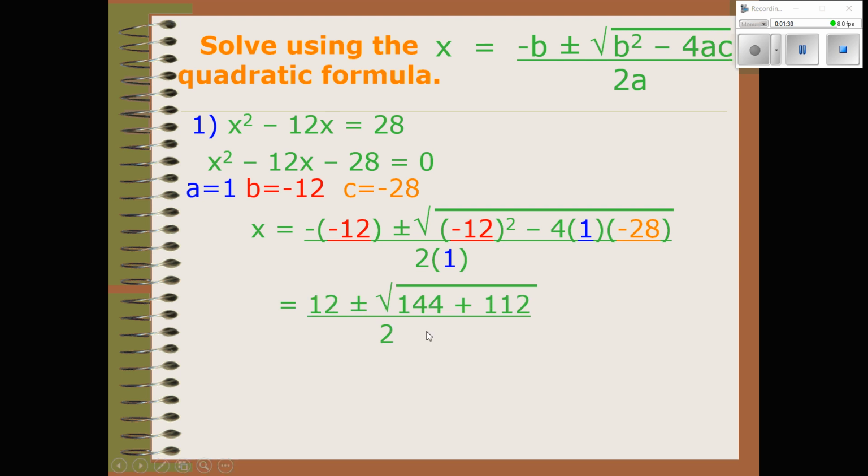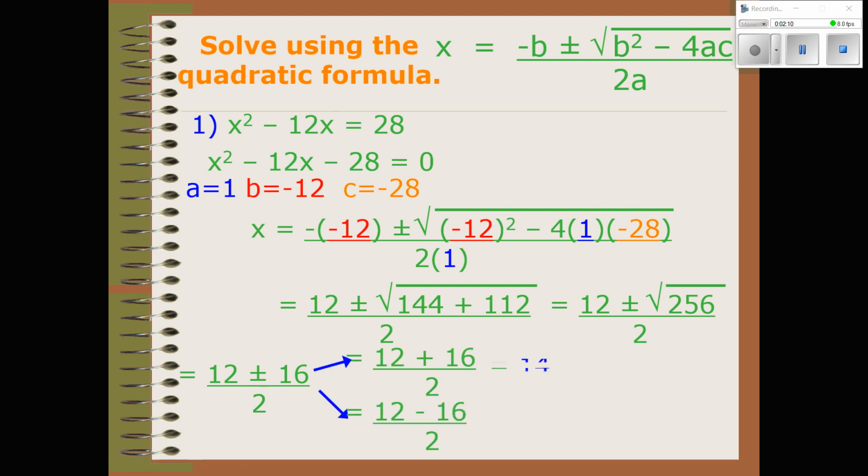Simplify a little bit, so we get a 2 here in the denominator. Negative 12 quantity squared is 144, and then negative 4 times 1 times negative 28 is 112. So that simplifies further to the square root of 256, and of course the square root of 256 is 16. So now my two problems are either 12 plus 16 over 2 or 12 minus 16 over 2, and if you do the math, you either get 14 or negative 2.